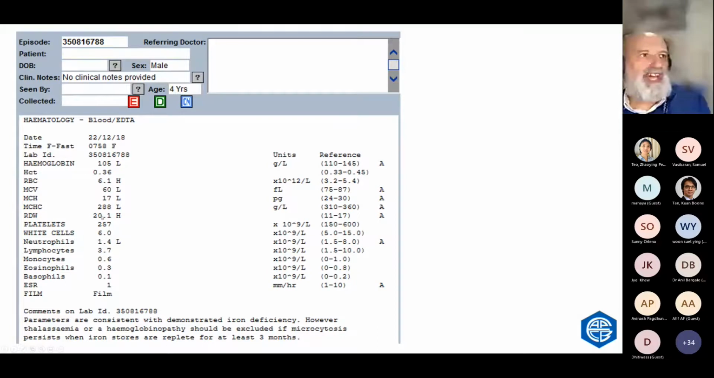The cells are unevenly sized. So this red cell distribution width tells us how uneven. So whilst the cells are small, they vary in size from very, very small to slightly small, if you like. So looking at this, you'd say 4-year-old microcytic anemia. Well, we've said the parameters are consistent with demonstrated iron deficiency. However, consider thalassemia.